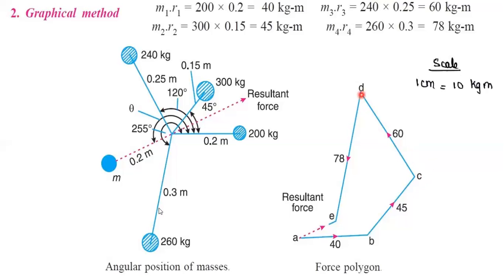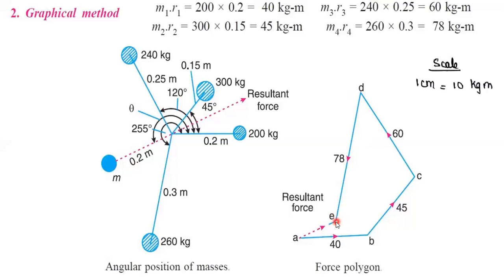From there we know the angle for the fourth mass, that is 255 degrees. From here draw a line for 255 degrees. Try to keep your protractor upside down, measure, and subtract from 180 so that you get this angle. You have to draw this line for 255 degrees, and the length of the line is 78, that is 7.8 centimeters. So finally you will get a point E.